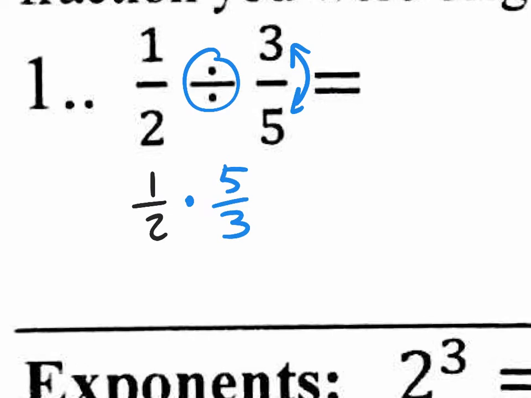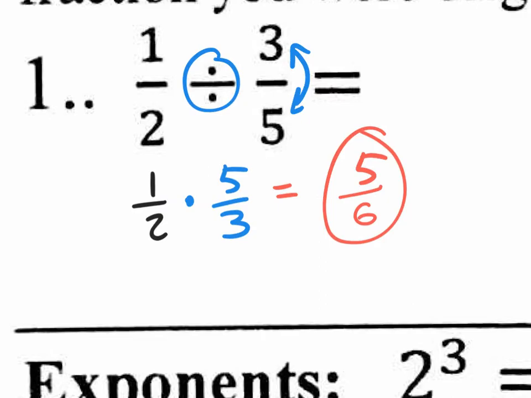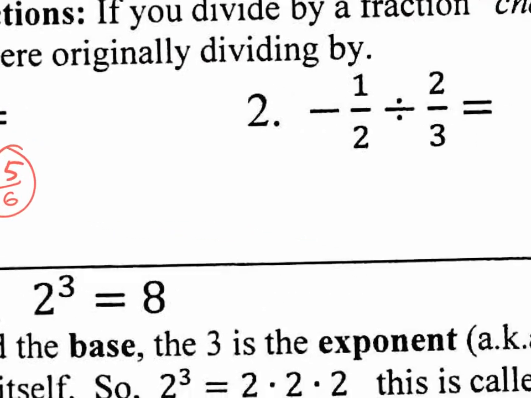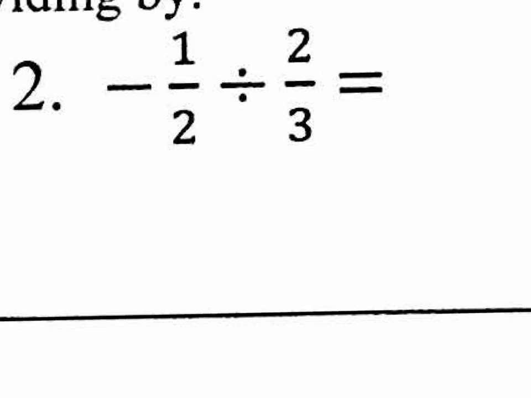So I can't cancel anything out. That means that when I multiply it, I'm not going to be able to reduce my fraction, right? So, and that's my final answer. So what's my answer going to be? 5 over 6. 5 over 6. Done. Easy peasy. How about number 2?